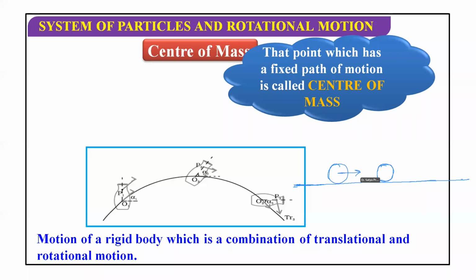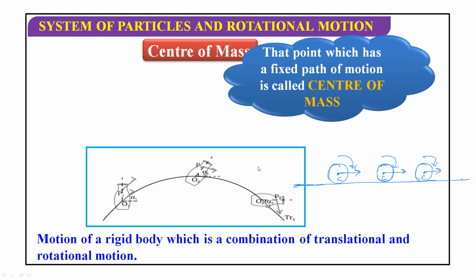So the sphere is moving as well as rotating. Different points have different positions, but if you see the center C, this will always move in a straight line. It will not rotate. Center C is always in a straight line. So that's what the point which has a fixed path of motion is called: the center of mass.